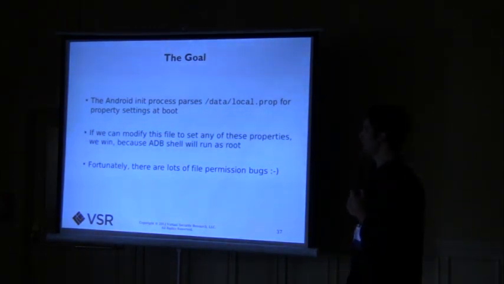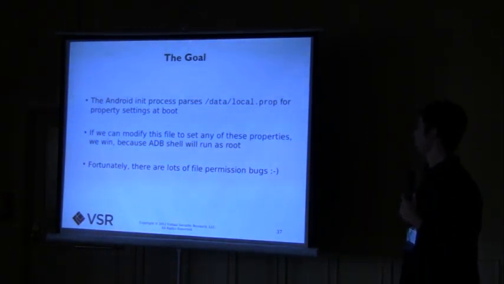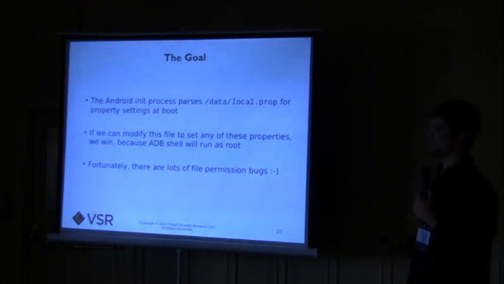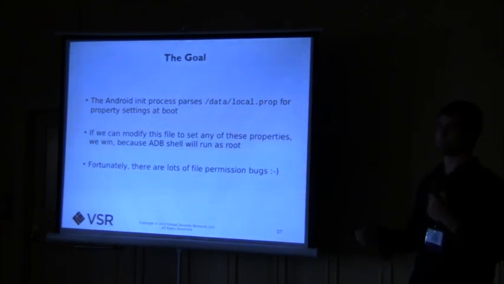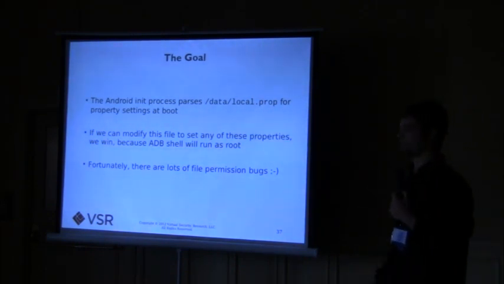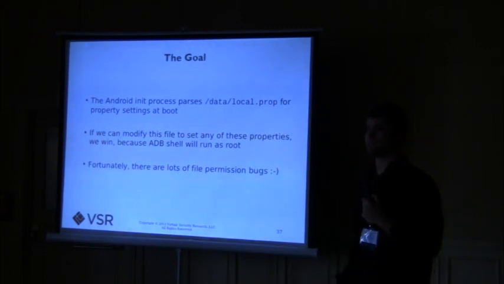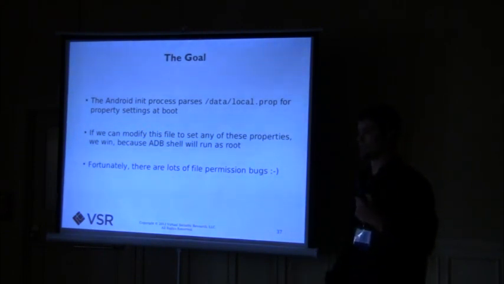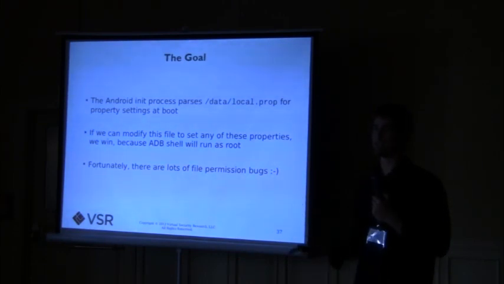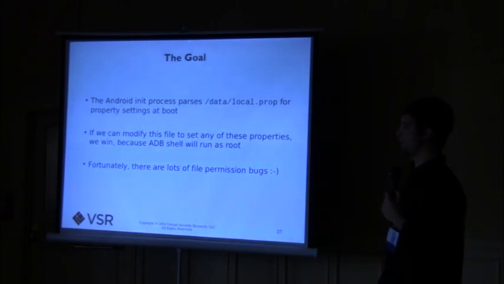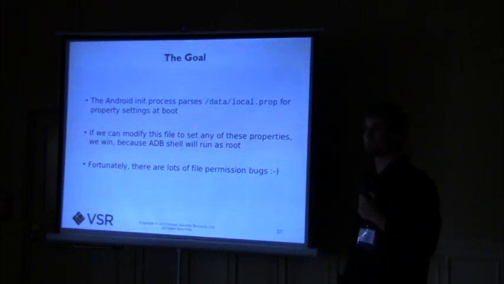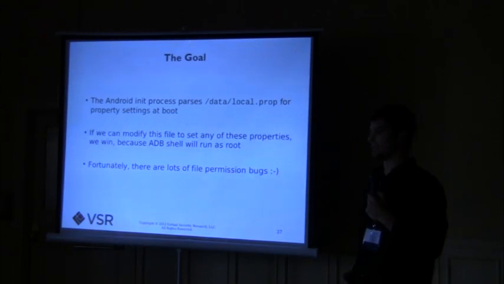So the goal of this exploit is to gain root, obviously. But the way we're going to do that is realize that the Android init process, like the first process that starts when your phone turns on, parses this file for property settings when it turns on. It's this data local.prop file. This just contains key value pairs of, this property equals this. And if we can modify this file to set any of the previously mentioned properties, like ro.kernel.qemu, then we'll win, because our ADB shell will then run as root, and we'll have root access to the device.